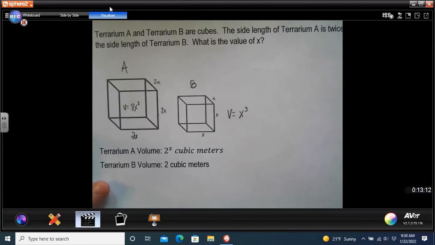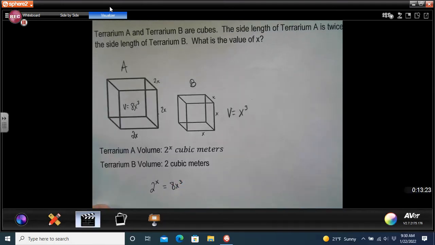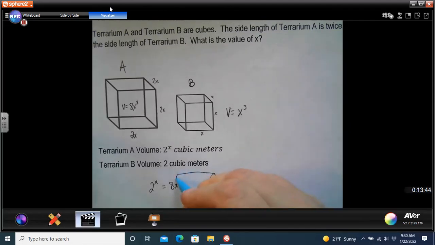So then they give us the volume of terrarium A. It's 2 to the x. And we just figured out that that's 8x to the 3rd. In terrarium B, the volume is 2. And so that's 2 equals x to the 3rd. So what I want to do is I want to substitute this 2 into this equation for x to the 3rd.